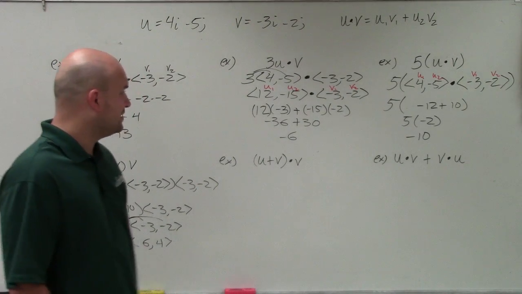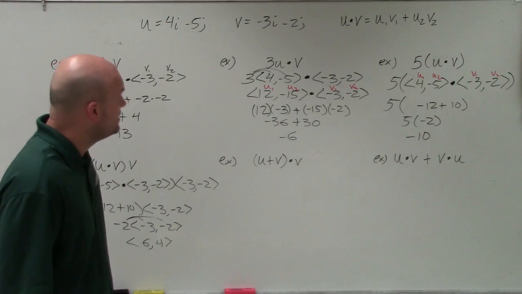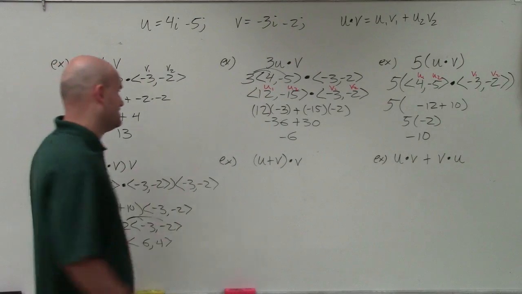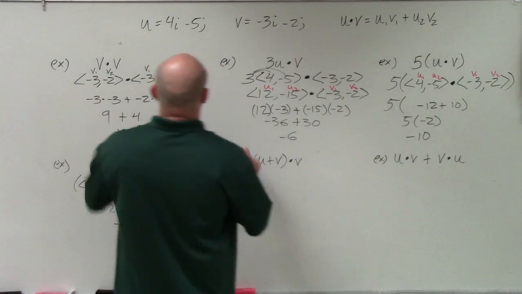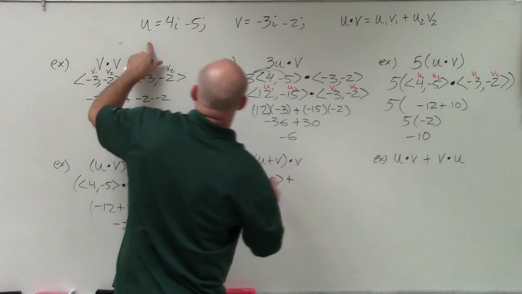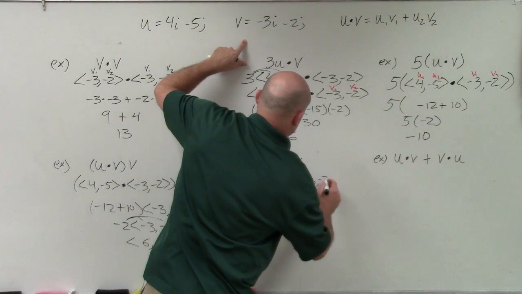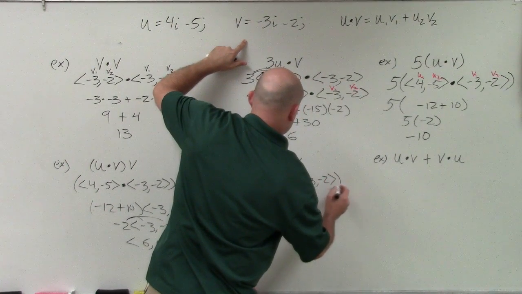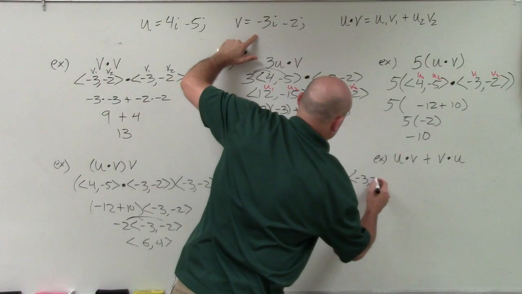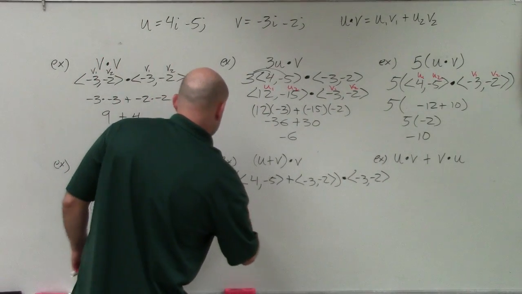And the next one here, I can basically do u plus v, and then I'm going to multiply that by my vector. So again, kind of the same thing, but instead of applying the dot product first, I'm going to add the two vectors. So in parentheses, I'm going to have u, 4, negative 5, plus v, negative 3, negative 2, and then dot v, which is negative 3, negative 2.